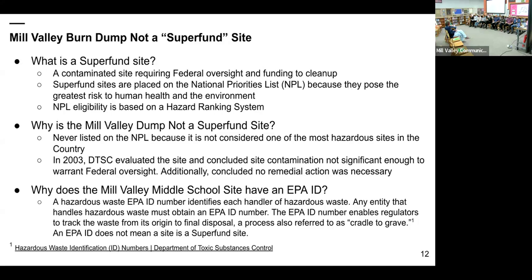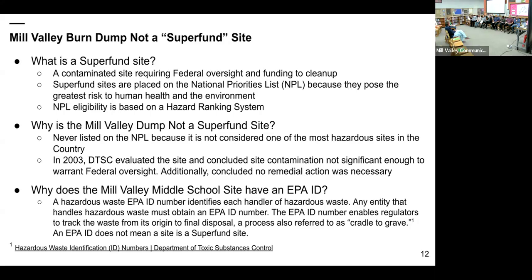So a Superfund site is a contaminated site that requires federal oversight and funding to clean up. Superfund sites are considered some of the most contaminated sites in the country, and they're usually put on the National Priorities List, indicating they need immediate cleanup or remedial action because they pose a threat or potential threat to the environment and human or public safety. Superfund sites are put on the National Priorities List based off of eligibility rankings. They're assessed by the Environmental Protection Agency, and then it's determined if they should classify as a Superfund site.